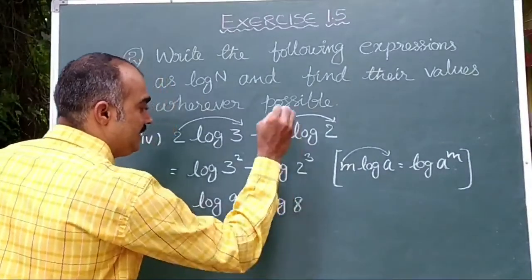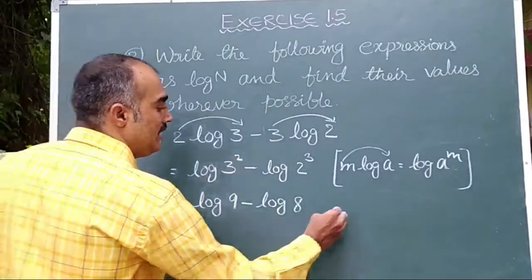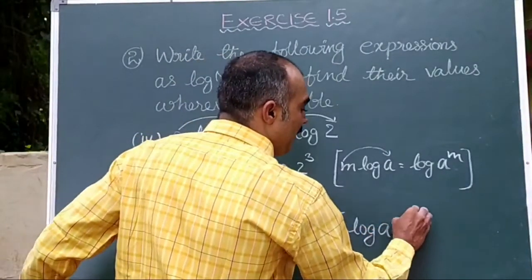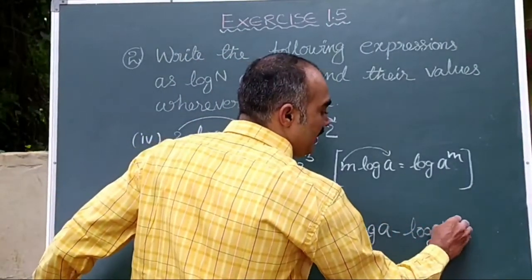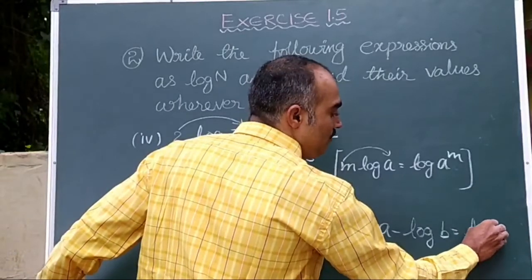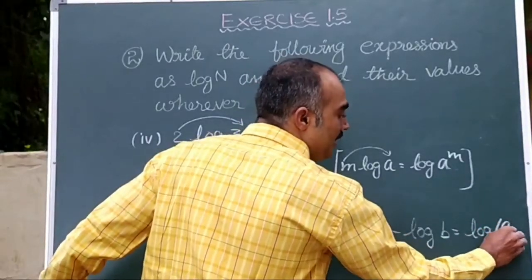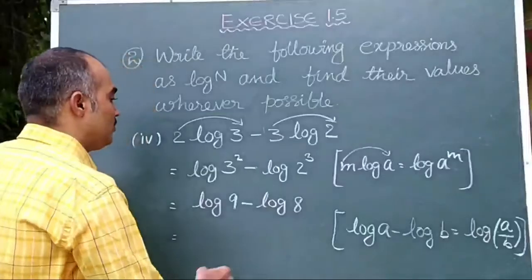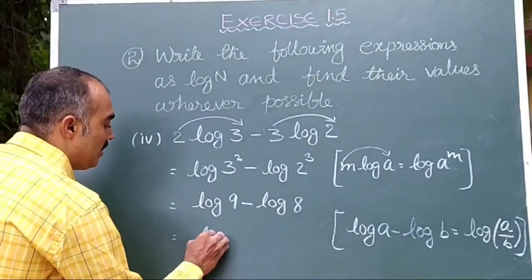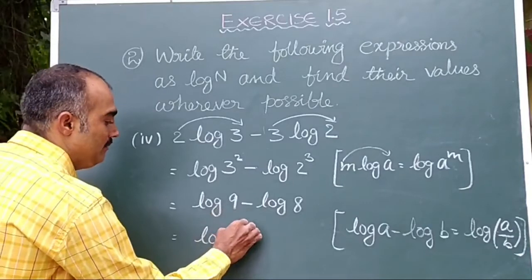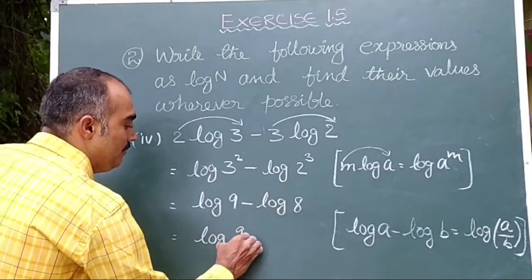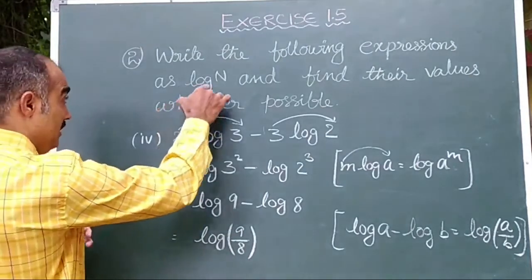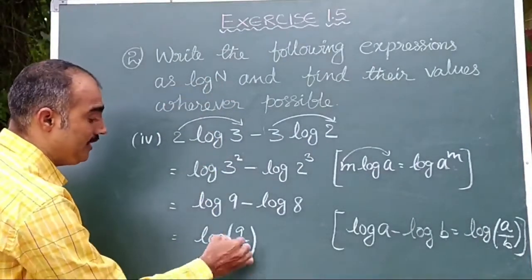it is 8. Now again one more formula, children, that we have already discussed: log a minus log b can be written as log of a by b, right? Whenever it is minus, division will come there. So it is log, here a means 9 by b means 8. Is it clear, children? So here you see it is changed into the form of log n.